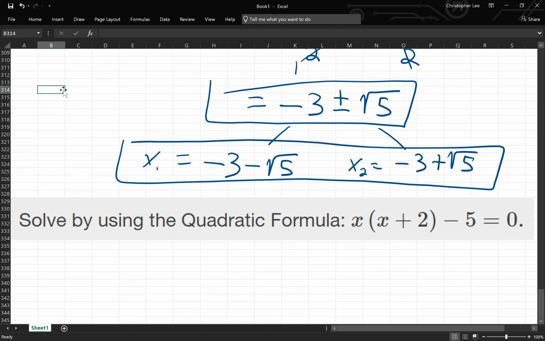If y'all are bored of this, y'all could do the homework. It's the same process. Nothing's different. Just make sure that you get it in standard form first, and then use the formula, boom, boom, boom, and then that's it.